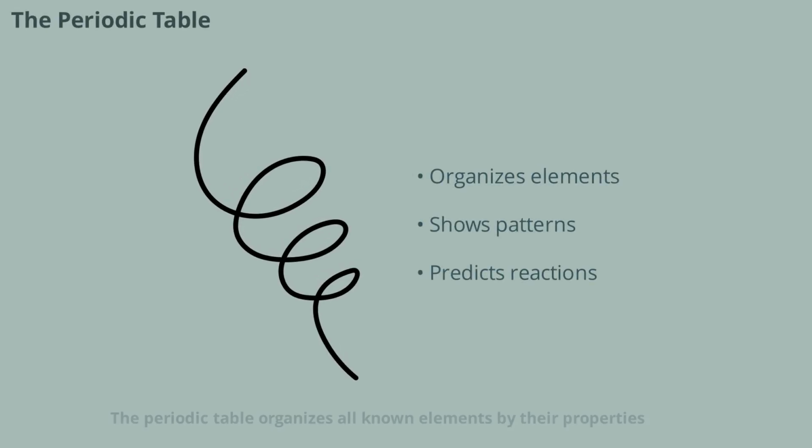The periodic table organizes all known elements by their properties. It's like a map for chemists, showing patterns and relationships between elements. Each element has a unique symbol and atomic number, helping scientists predict how they'll react and combine. The periodic table is a powerful tool for exploring the building blocks of matter.